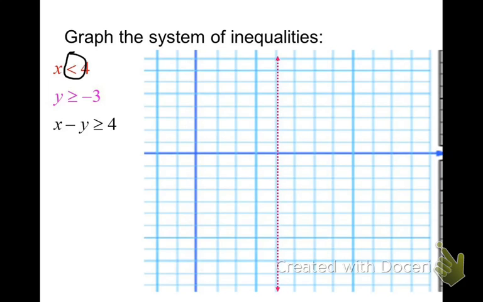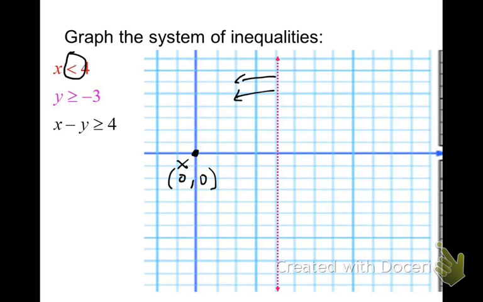Now, once we plot our line, the next thing we're going to do is we're going to test a point. Most of the time, I like to test the point 0, 0. Does the 0, 0 make the inequality true? So when I use 0, 0, the x value is 0, so I plug in 0 for x. Is 0 less than 4? It is. That means this point makes the inequality true, and therefore every other point on this side of the line makes the inequality true.